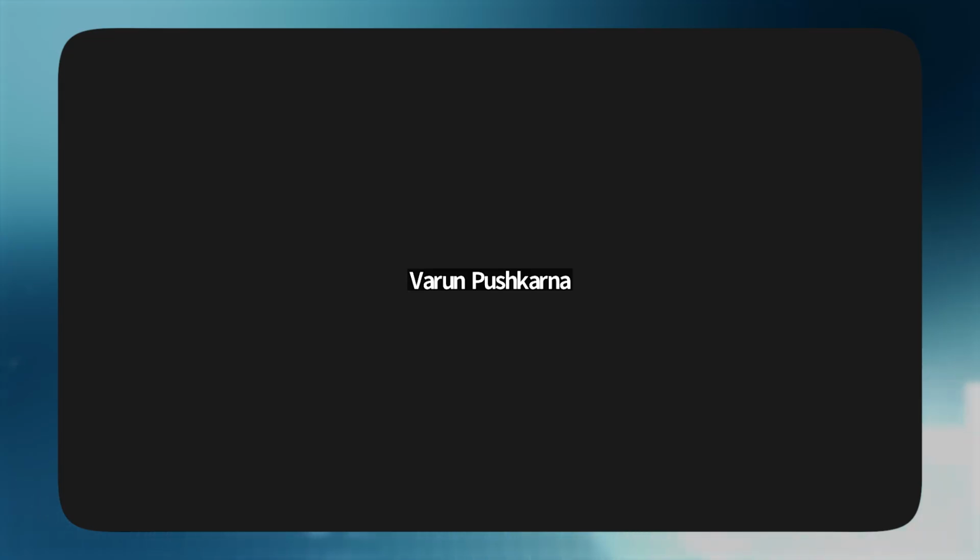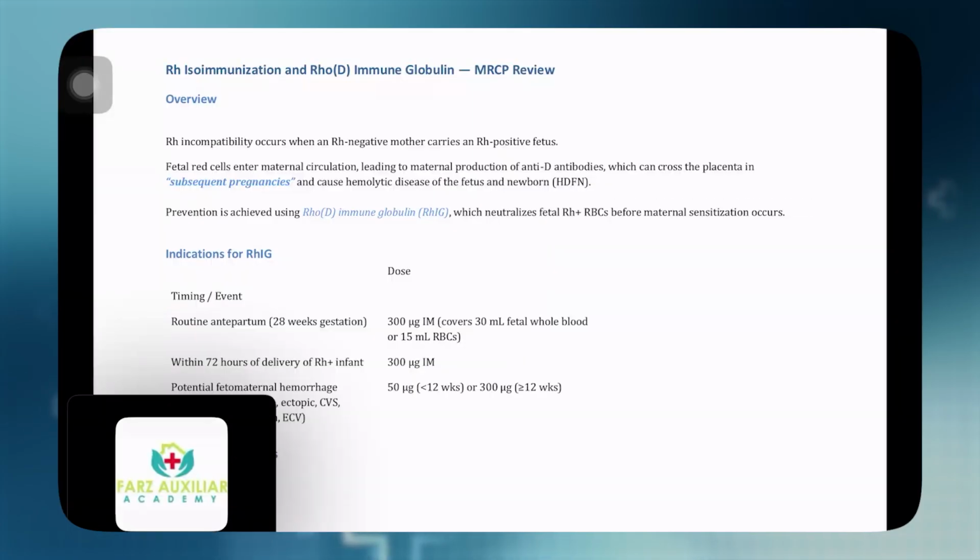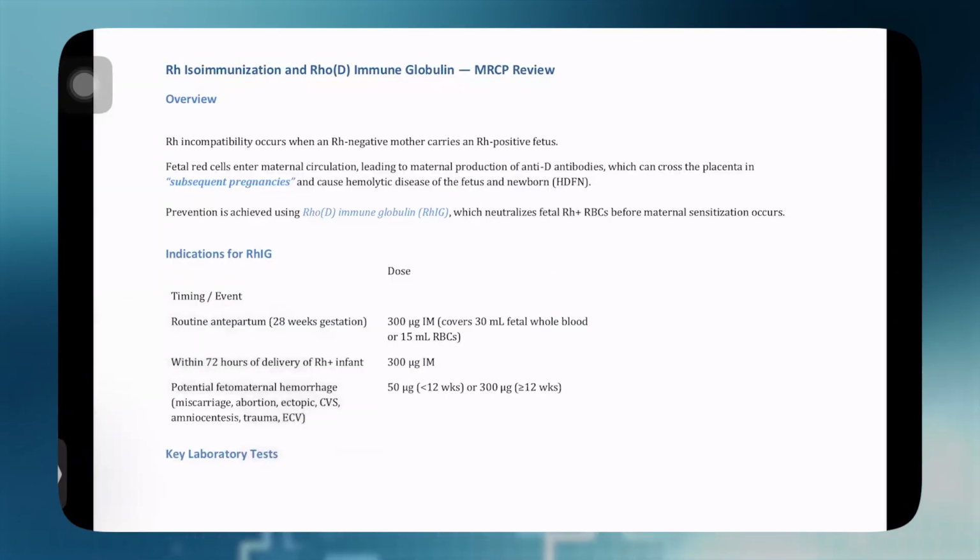So, we had covered most of the topics in the last class, and these are the remaining ones. So, we will be discussing whatever was left in the last class. A very important topic is RH isoimmunization and the role of immune globulin.